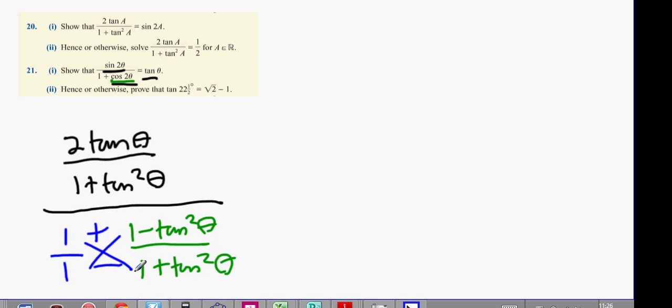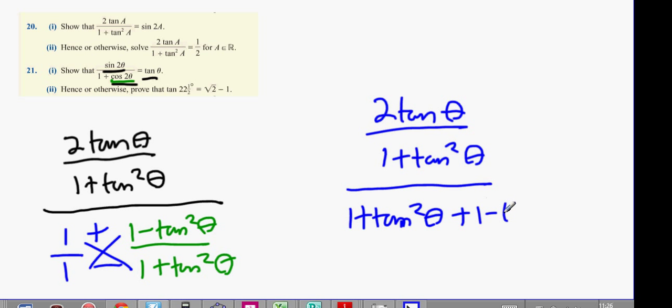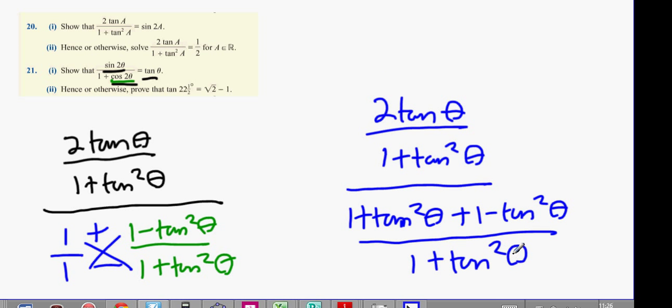1, 2, 3. Okay, top remains the same. Absolutely nothing wrong with that. And then the bottom will turn into 1 plus tan squared theta plus 1 minus tan squared theta. And what's it all over? Now, what you're going to notice next is that the 2 denominators are the same.